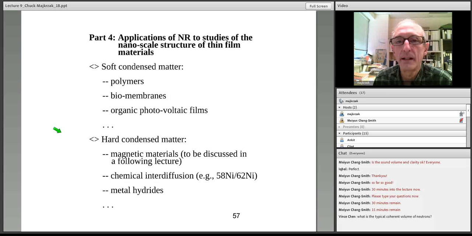From Vince Chen, a very important question actually. He asks, what is the typical coherent volume of neutrons? It depends on how the neutrons are prepared. In the specular neutron reflectometry condition, for a typical reflectometer that we have been talking about, it turns out from the measurements that have been done here and at other places that the transverse extent, the extent of the plane of the wavefront normal to the wave vector, is typically about 1 micron.